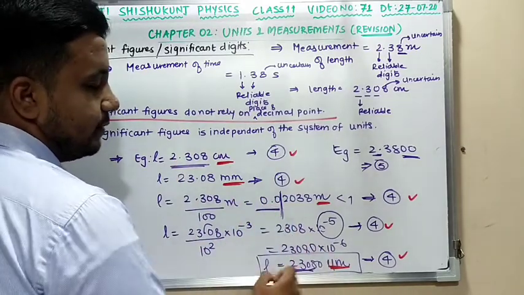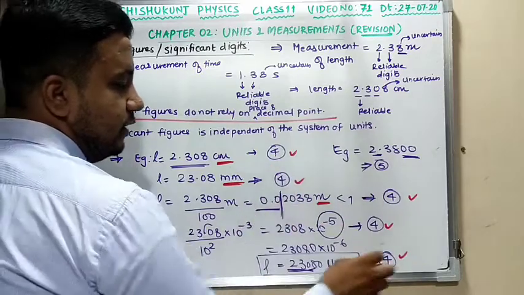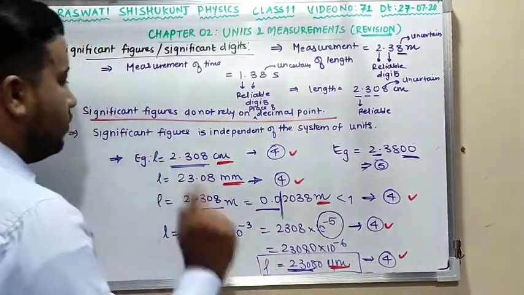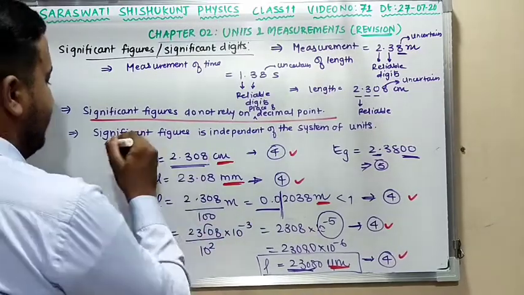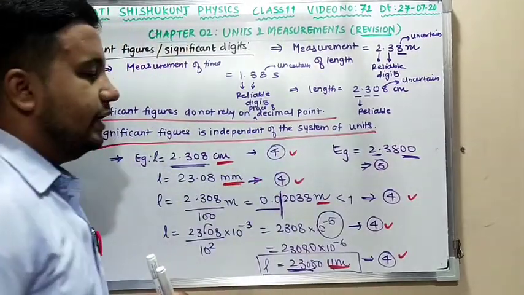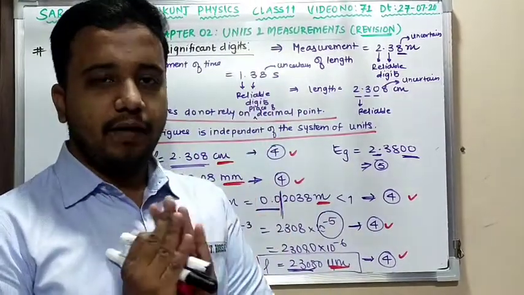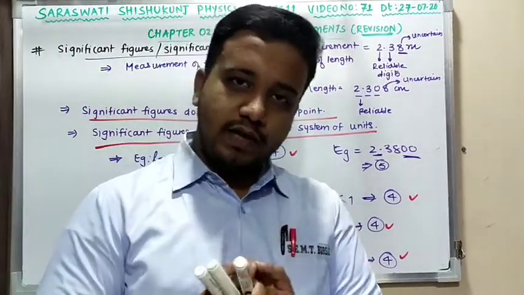Still it does not depend upon the place of the decimal point. In all the cases you will be able to see that the significant figures are 4 only, which is the same. One more thing, we will notice that significant figures are independent of the system of units. It does not rely on the system of units. Hope it is perfectly clear. 100%. All the rules are clear.